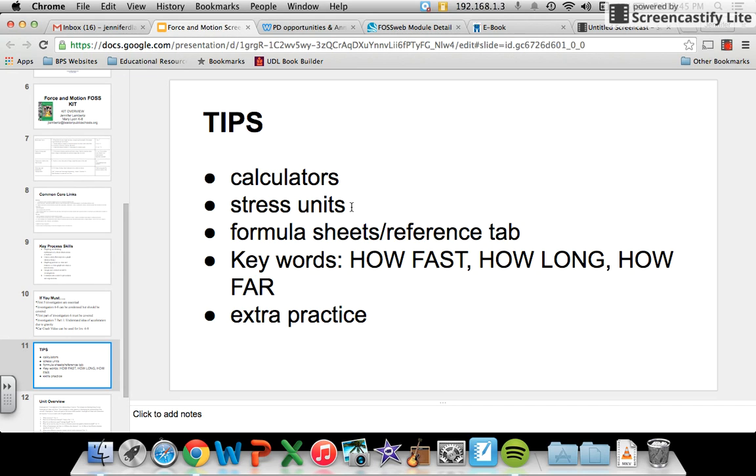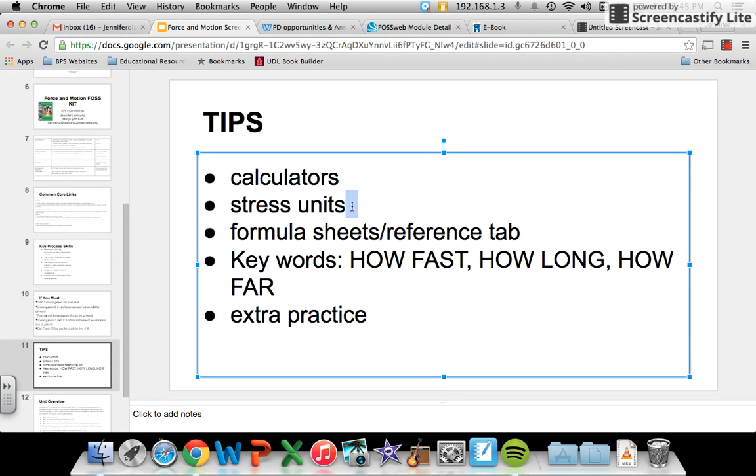You need to stress the units. So don't let students answer 14. It needs to be 14 meters, or it needs to be 14 meters per second, and get obnoxious about it. Make sure that they know they can't give you an answer without a unit or it's wrong.